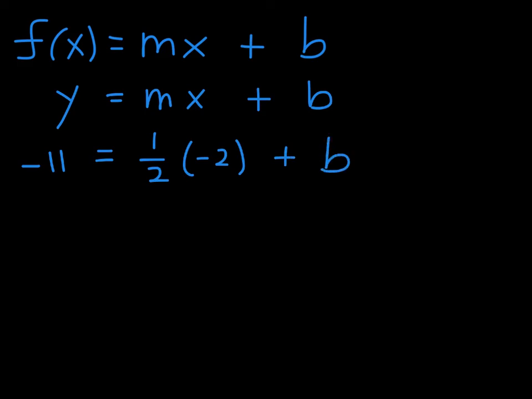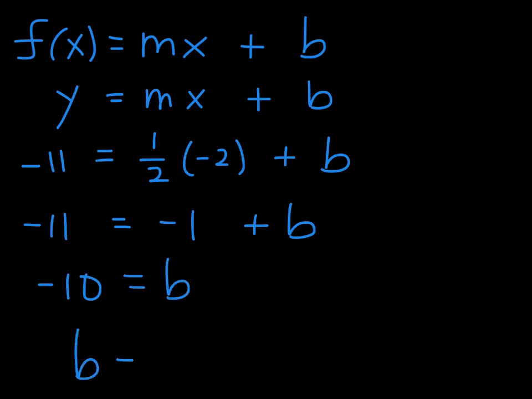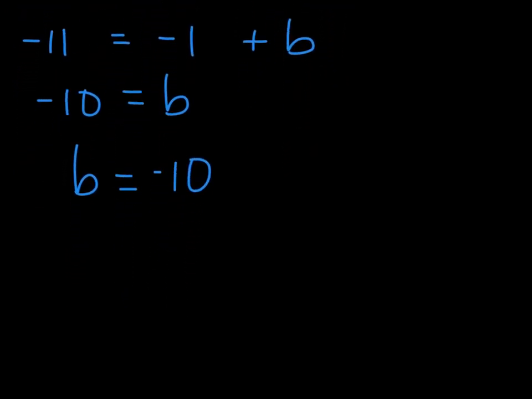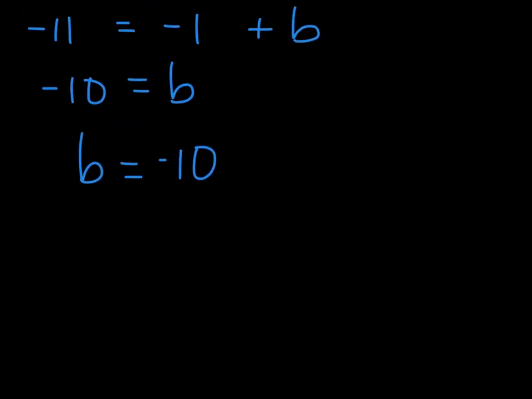Cool? So then this is -11 is equal to -1 plus b. When you add 1 to the left side, you get -10 is equal to b. So b is -10. All right, everybody. That's the last piece we needed in order to write down our final answer. Let me scroll this up here. So then our final answer looks like this.